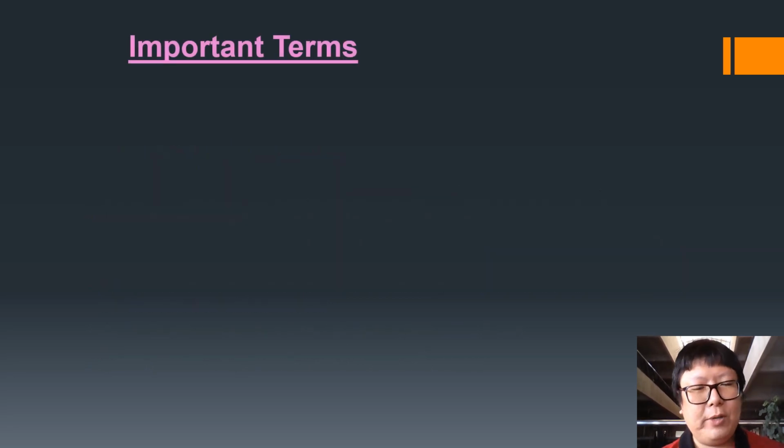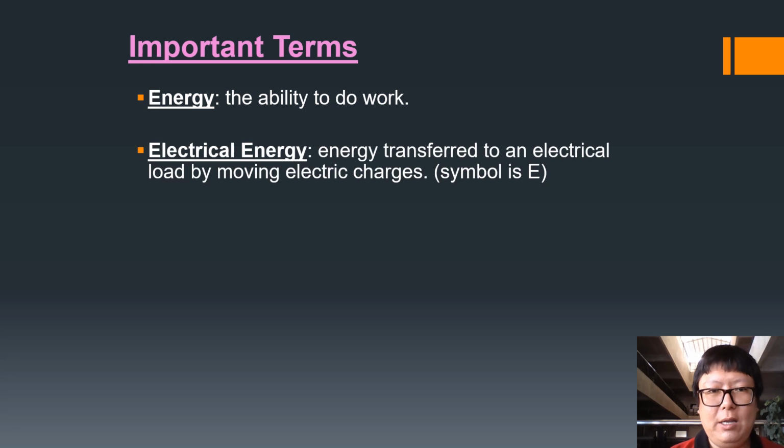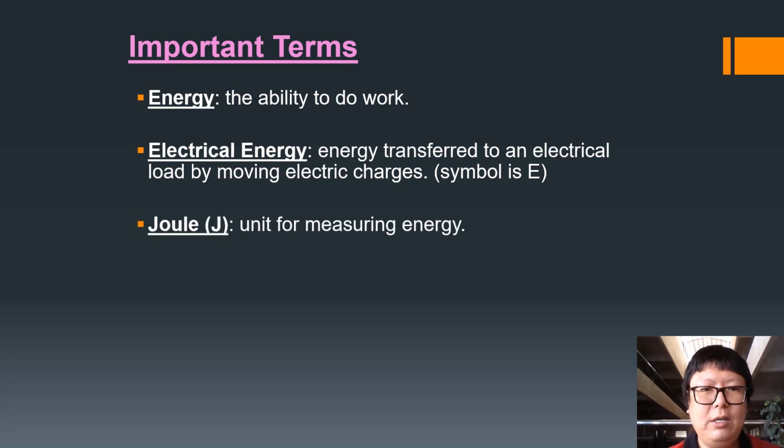These are the important terms that you have to understand in these videos before you watch all. First is energy. I think you have learned this: energy is the ability to do work. The electrical energy is the energy conversion. The energy transfers to an electric load by moving the electric charge. Joule is the unit for energy. Don't forget.